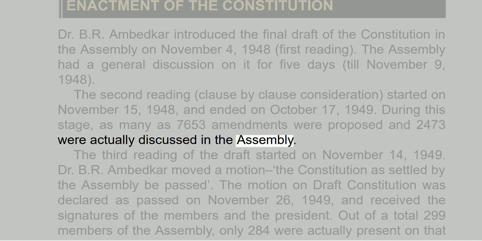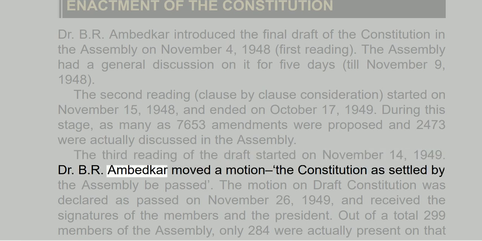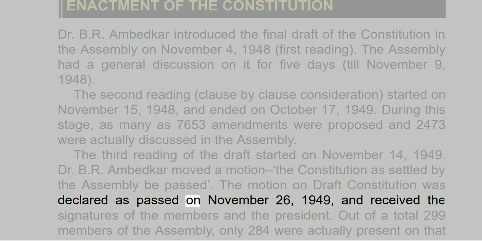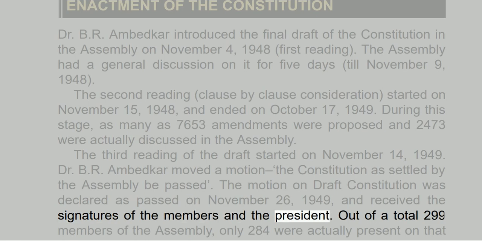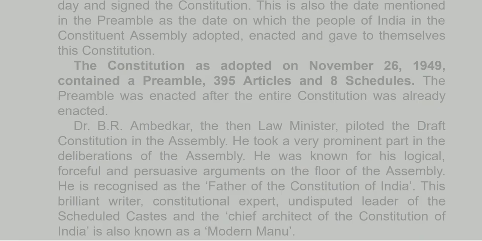The third reading of the draft started on 14 November 1949. Dr. B.R. Ambedkar moved a motion that the Constitution as settled by the Assembly be passed. The motion on the draft Constitution was declared as passed on 26 November 1949 and received the signatures of the members and the President. Out of a total 299 members of the Assembly, only 284 were actually present on that day and signed the Constitution. This is also the date mentioned in the preamble as the date on which the people of India in the Constituent Assembly adopted, enacted and gave to themselves this Constitution.